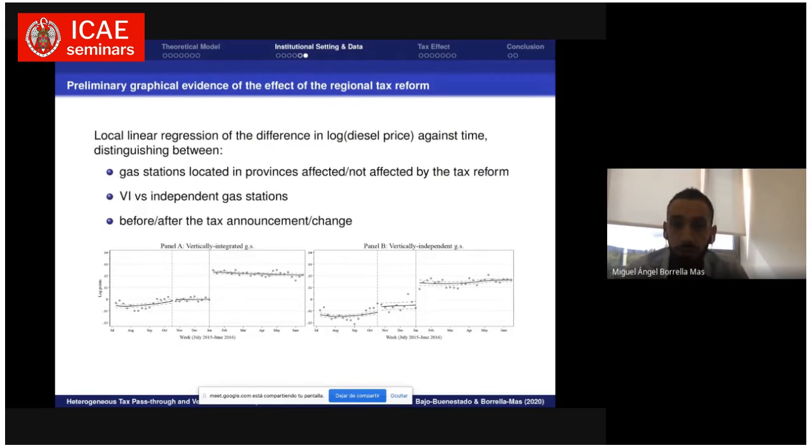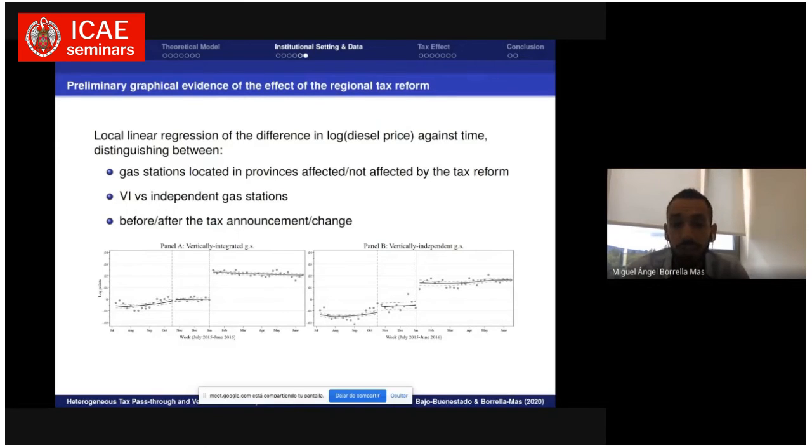Before going to the main results or to the empirical part, we provide in the paper some preliminary graphical evidence of the effects of the regional tax reform. In particular, we provide some local linear regressions of the difference in the log diesel price against time, distinguishing between three different things. First of all, between gas stations that are located in provinces affected and not affected by the tax reform. Second, between vertically integrated and vertically independent gas stations, and this is done in panels A and B, and also before and after the tax announcement and the tax change. And these are the vertical dashed lines that we have in both panels.